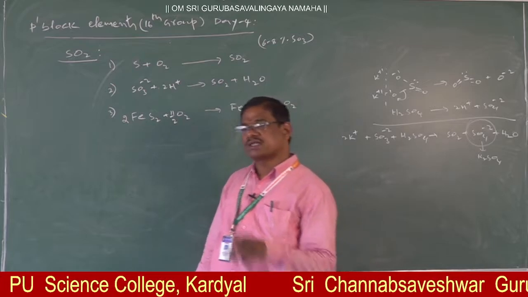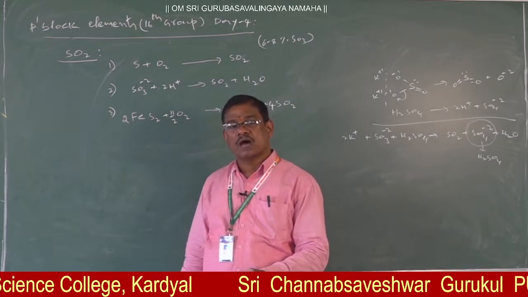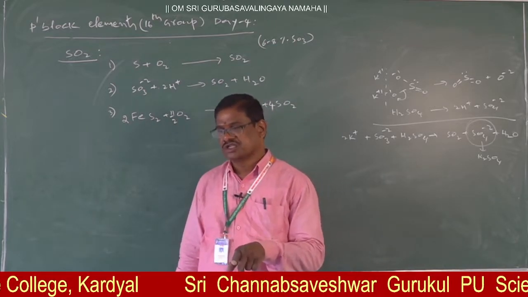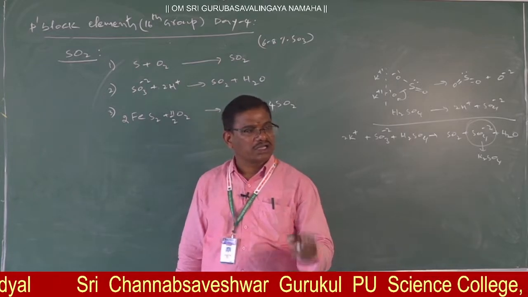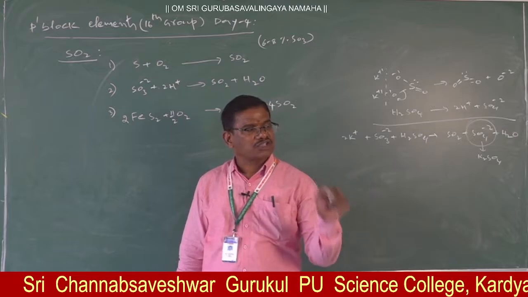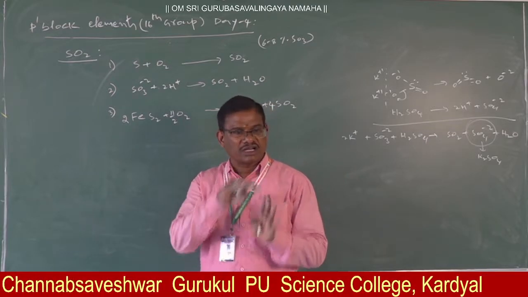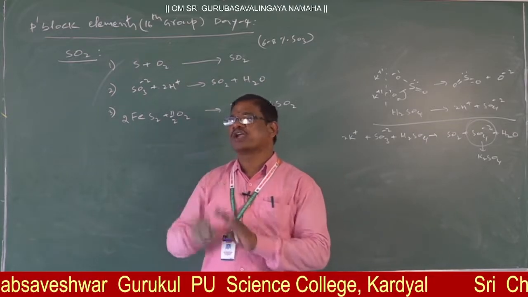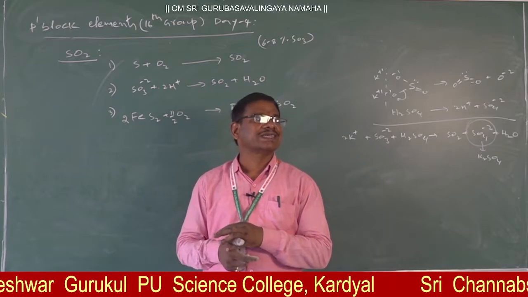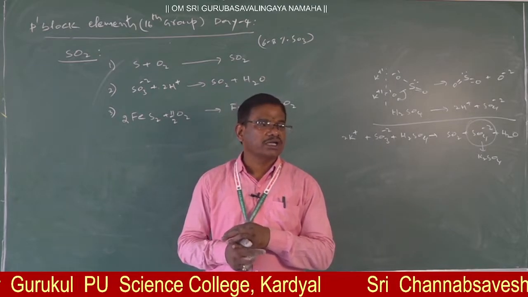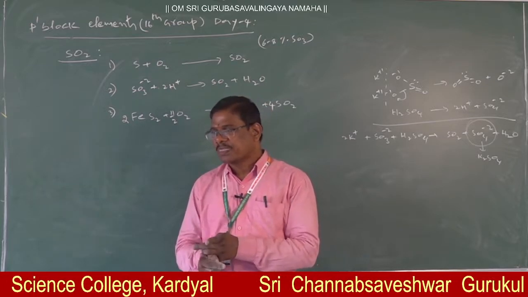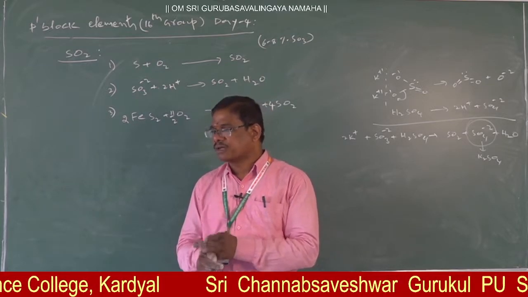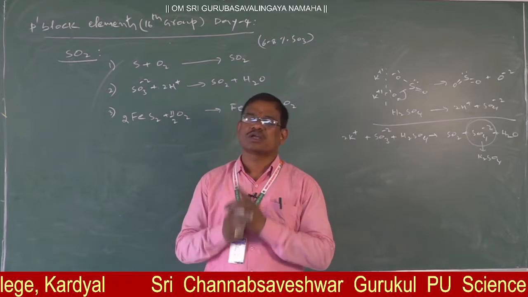At room temperature, it is condensed to liquid at about 2 atmosphere pressure. At 2 atmosphere pressure and room temperature, SO2 condenses to liquid. Once it is condensed to liquid, its boiling point will be around 263 Kelvin. Boiling point 263 Kelvin, and it condenses to liquid at room temperature and 2 atmosphere pressure.